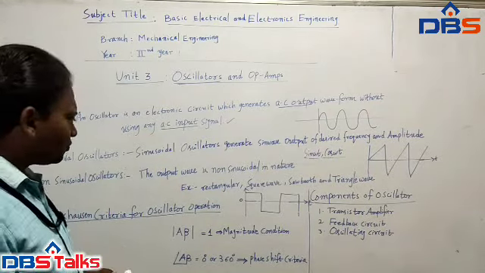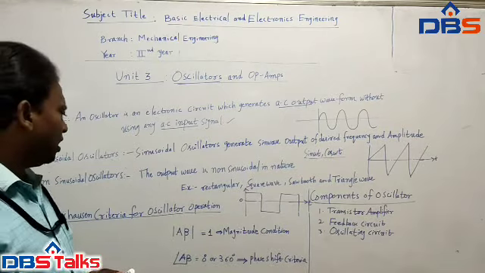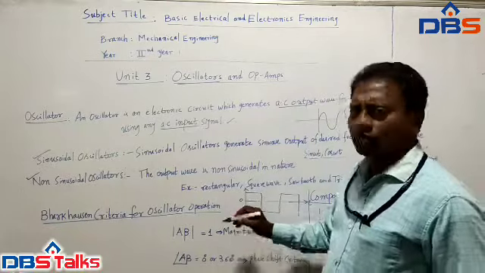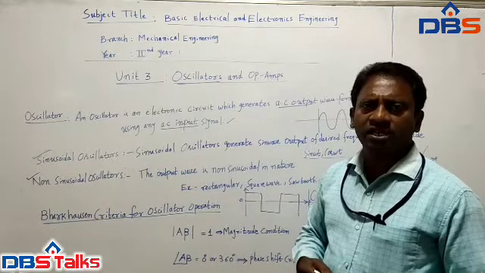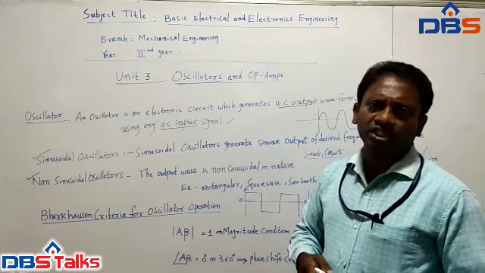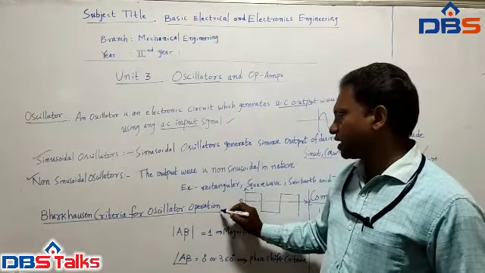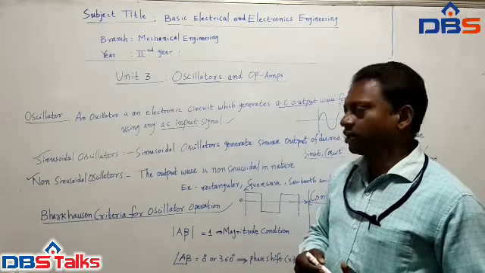Now furthermore we will go into some other conditions. To get sustained oscillations, the oscillator must satisfy some conditions. We actually call them the Barkhausen criteria for oscillator operation.